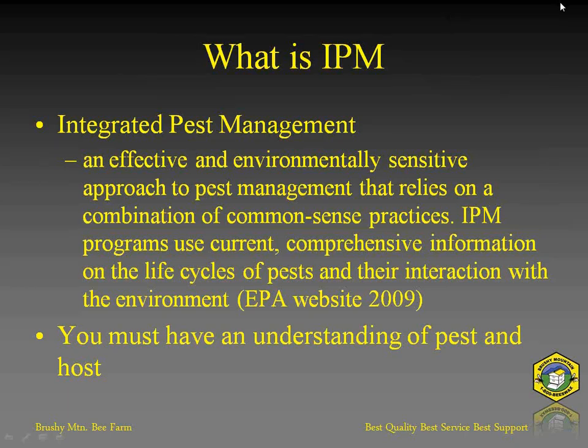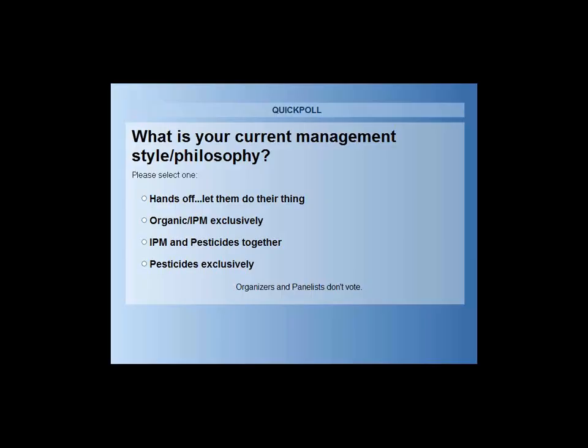Before we get into the meat, before I go too much further, I just want to throw up a poll here to get a sense of where people are in terms of their management style. What is your current management style or philosophy? The first option: hands off, you just sort of let them do their thing. Maybe you put a super on, maybe you harvest honey. The next one, organic, IPM exclusively, so you're using IPM techniques or organic treatments. The next step would be IPM and pesticides together, so things like Checkmite or Apistan in conjunction with IPM. And then finally, you're using Checkmite and Apistan or Apilife Var or formic acid exclusively.